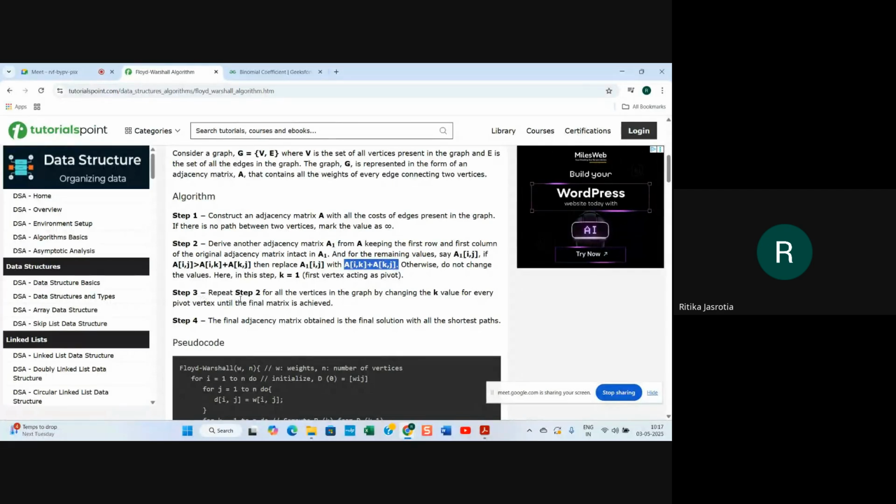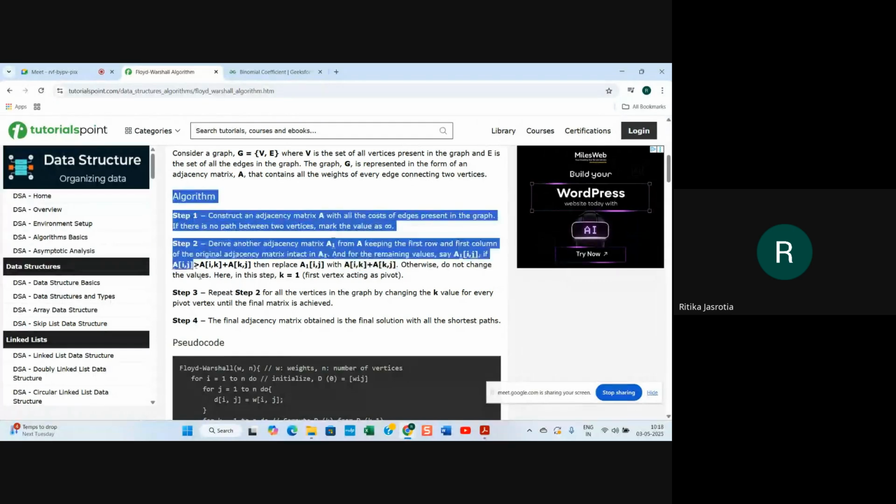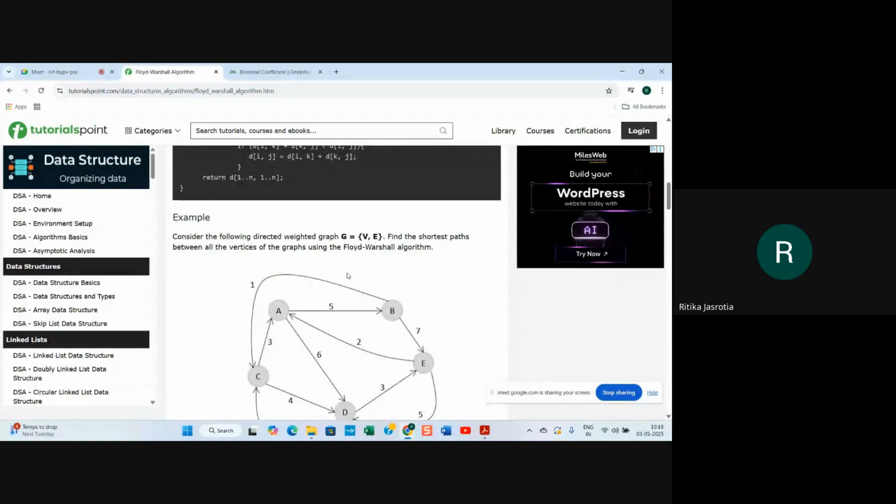Step 3, repeat step 2 for all the vertices in the graph by changing the k value for every pivot vertex until the final matrix is achieved. So you will keep on doing this until you receive the final matrix, for all the vertices. Then step 4, the final adjacency matrix obtained is the final solution with all the shortest paths. Right, that is what is there. So this is the algorithm you should know, rather than pseudocode, the one which is working.